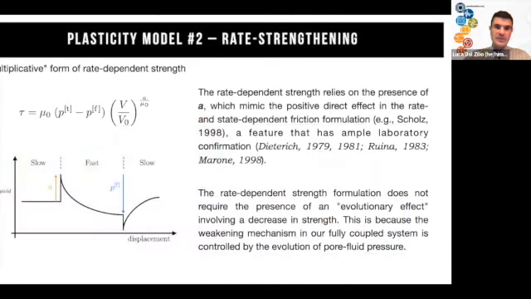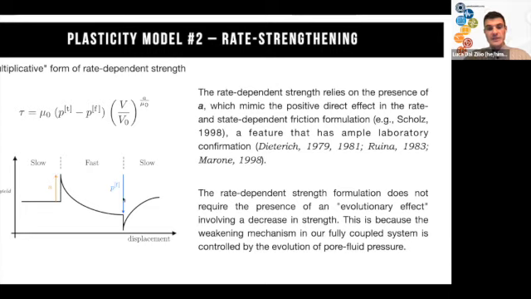In this second part of the presentation, I would like to discuss this type of results by accounting for a different plasticity model. So here, instead of accounting for the classic rate and state friction, we are instead assuming a rate strengthening friction. So in this case, we are taking into account a formulation where we still have the so-called direct effect, which is controlled by the parameter A, typically using rate and state to simulate the direct effect, which is a feature that has been confirmed by laboratory experiments.